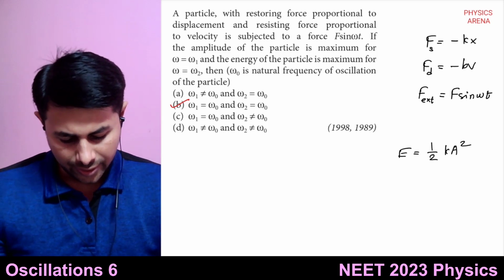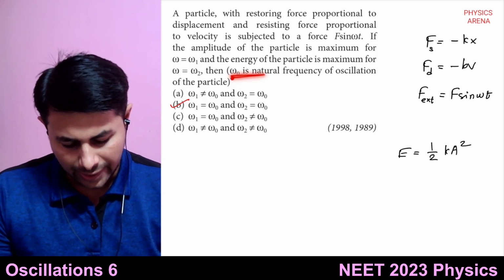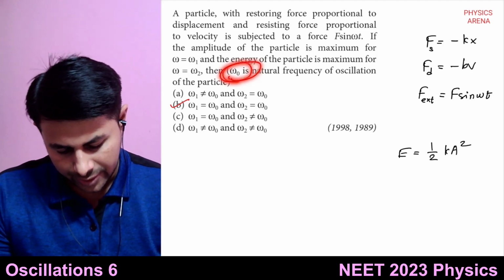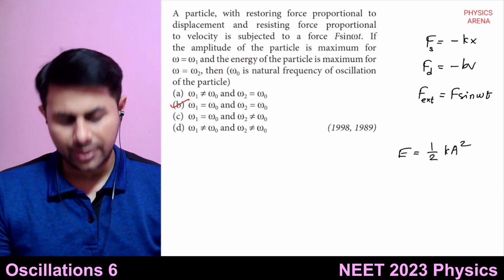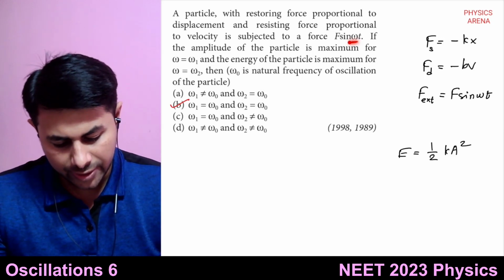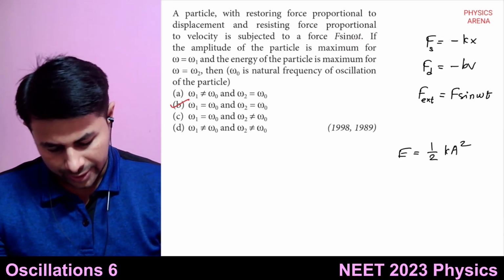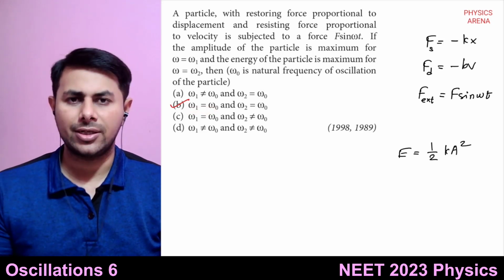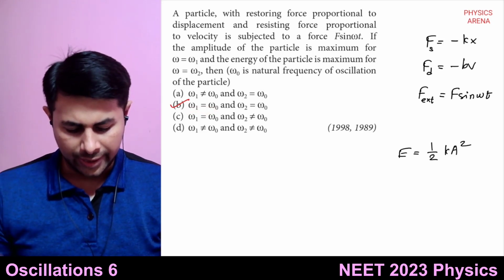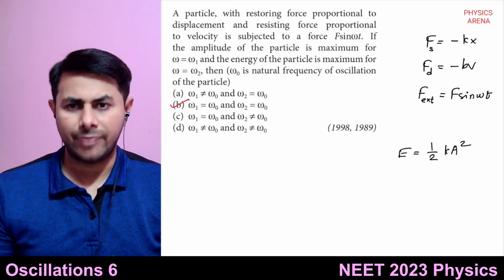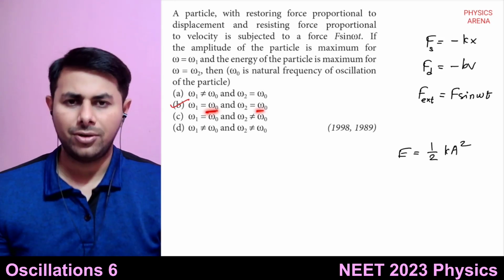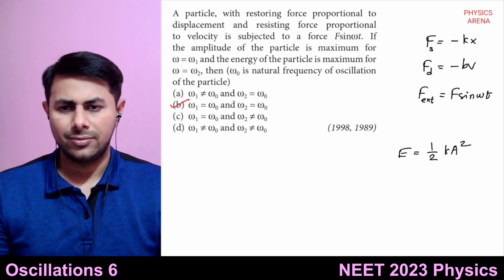Yes, no? Okay. And resonance will happen when natural frequency matches with the frequency of external periodic force, and therefore it should be equal to what? The frequency at which amplitude becomes maximum and energy becomes maximum should be equal to the natural frequency of oscillation of the particle.